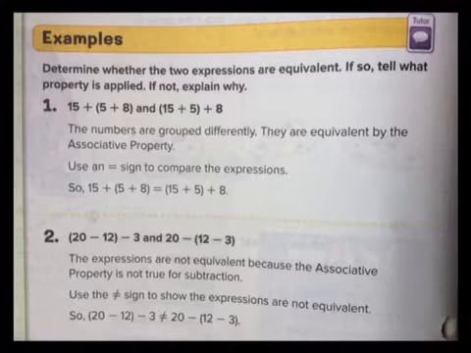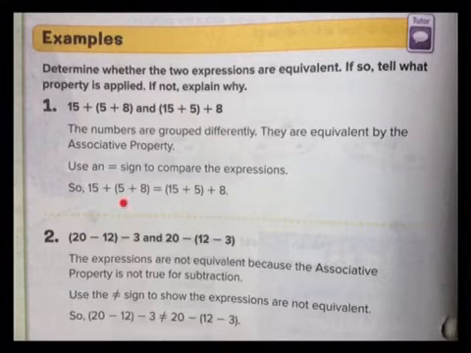15 plus 5 plus 8. And we associated these two. On this side we associated 5 and 8, but on here we did 15 and 5, and we left the 8 out. So what identity are we using here? Well, associative property. You see that? Associative property. The numbers are grouped differently. They are equivalent, but by the associative property. Use an equal sign to compare the expressions.